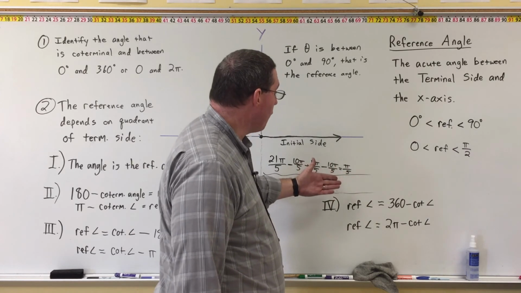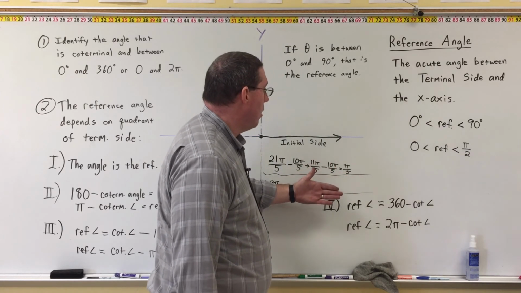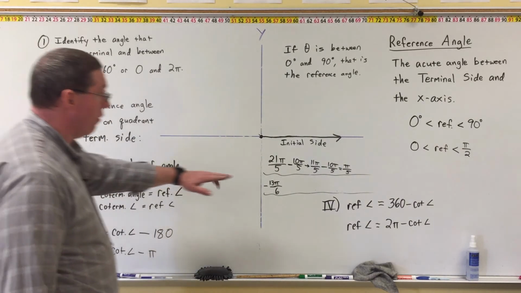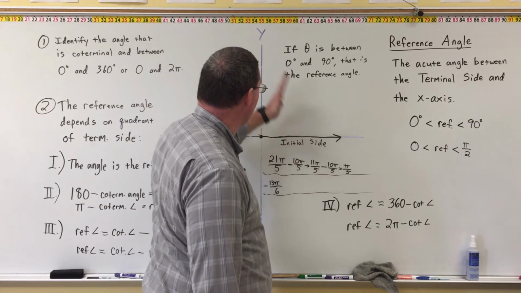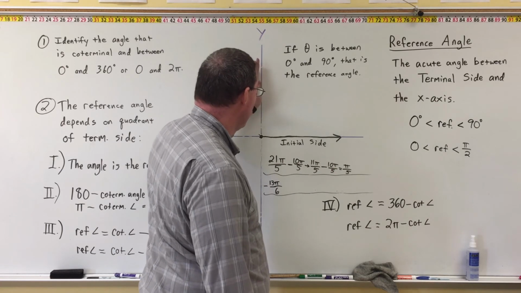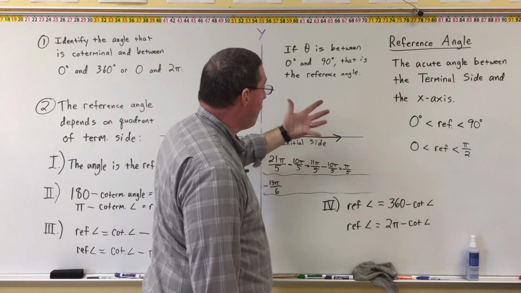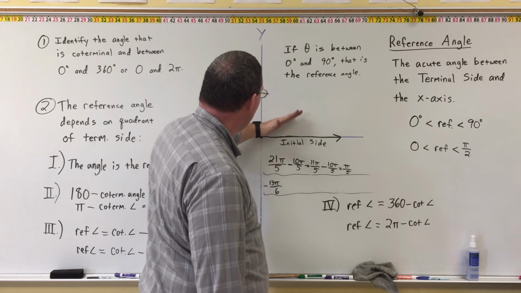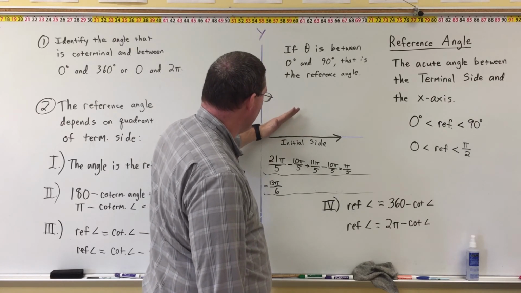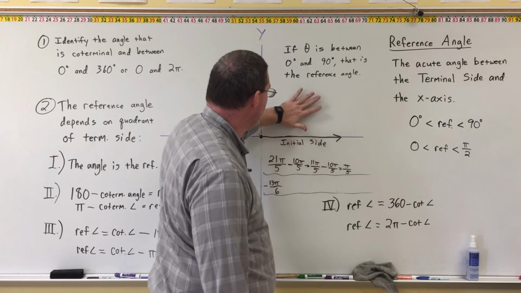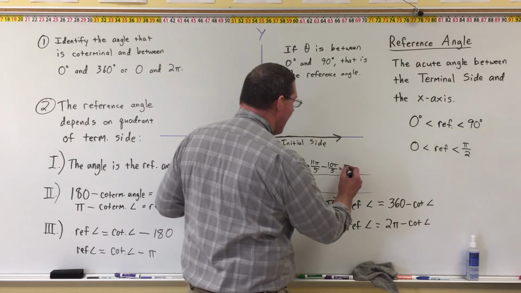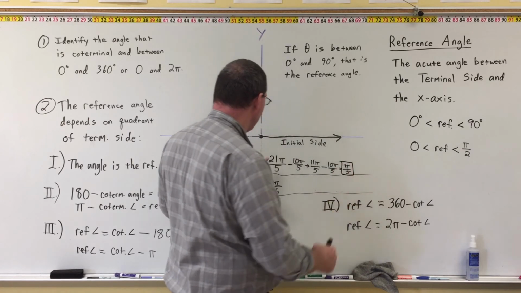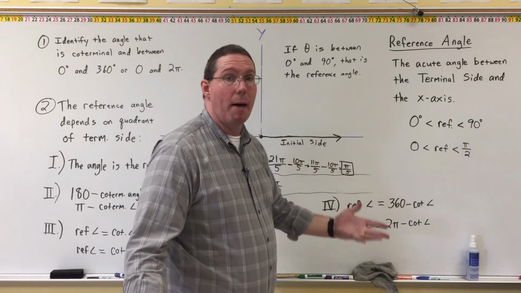Well, pi over 5 is already in the first quadrant because it's between 0 and pi over 2, because it's 1/5 pi. You know, this would be 1/2 pi. This is 1/5 pi, which is probably maybe right there. So this is 1/5 pi. It's in the first quadrant. Therefore, that is the reference angle. We don't have to go any further. The reference angle for 21 pi over 5 is pi over 5.